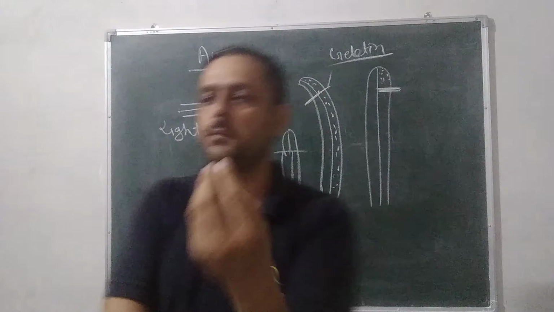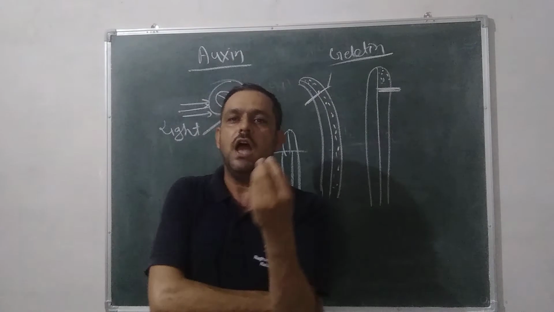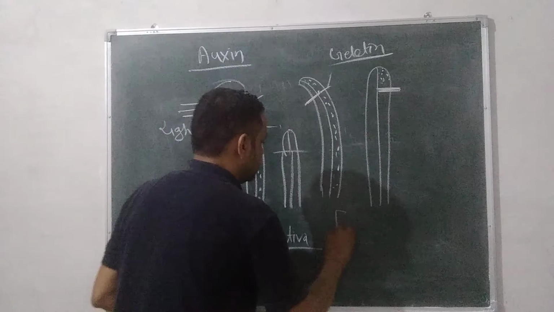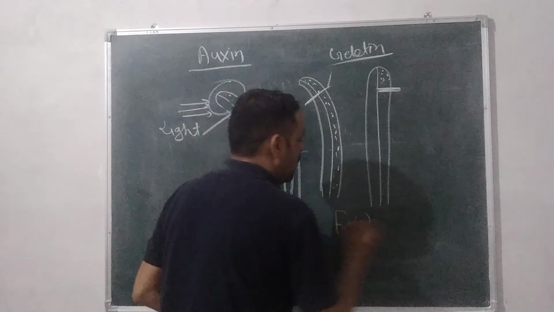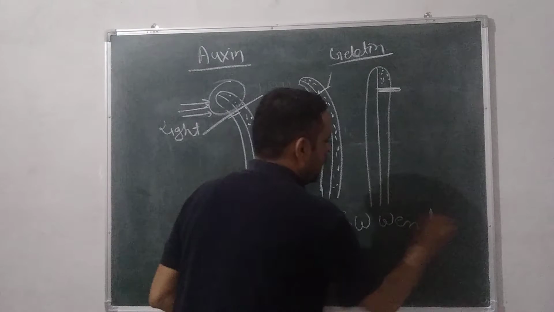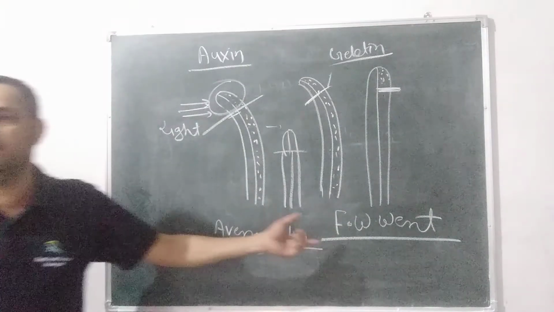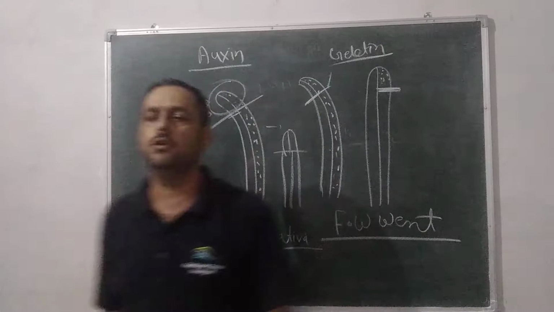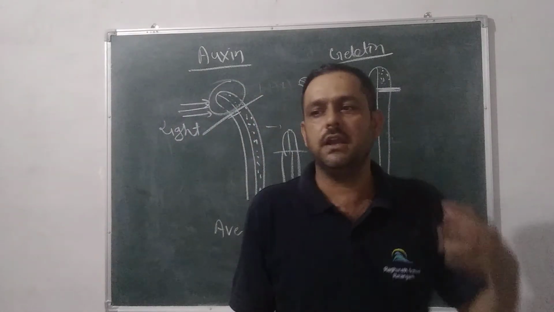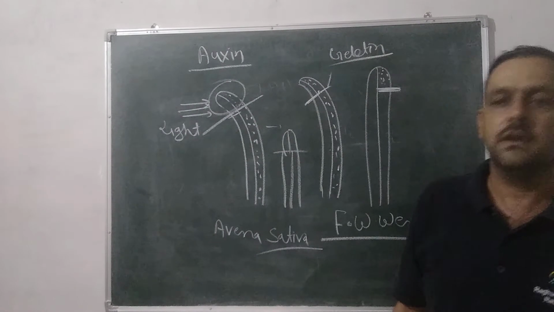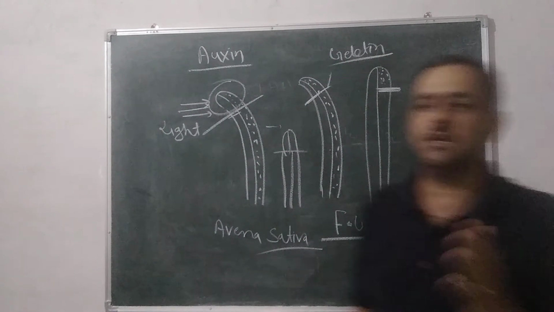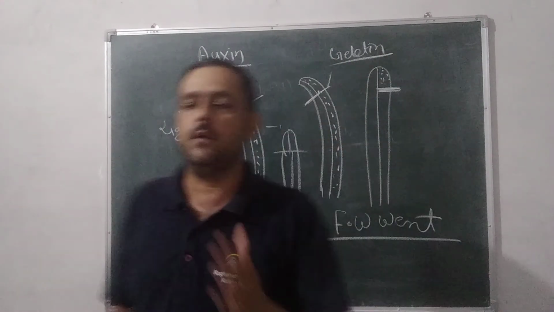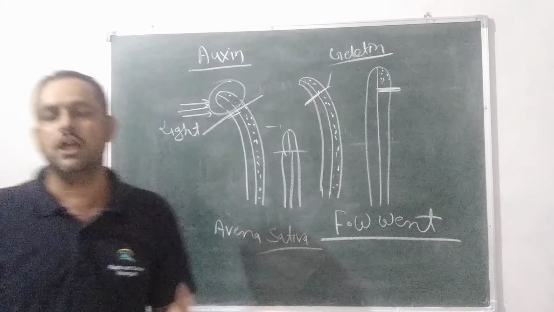The credit of discovering auxin goes to F.W. Went. You have to remember the name of this scientist. He succeeded in isolating growth promoting substances.